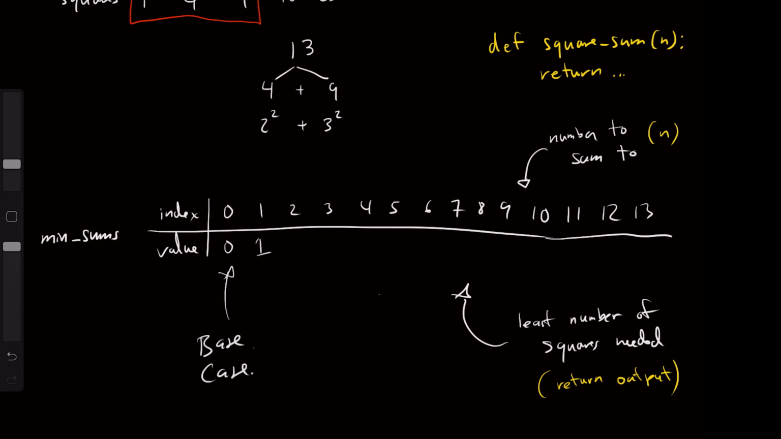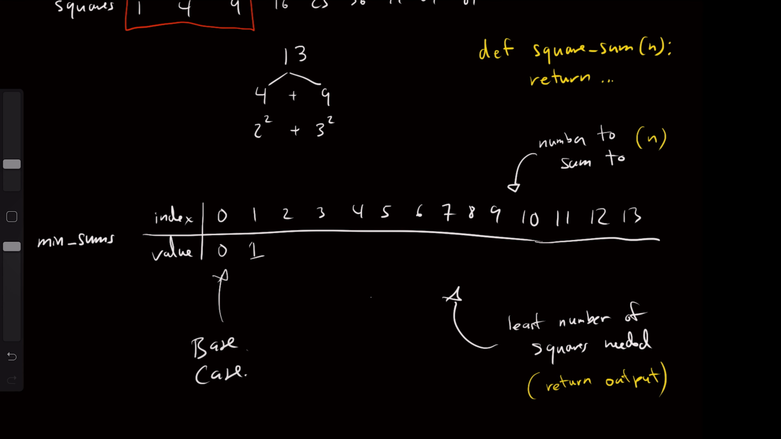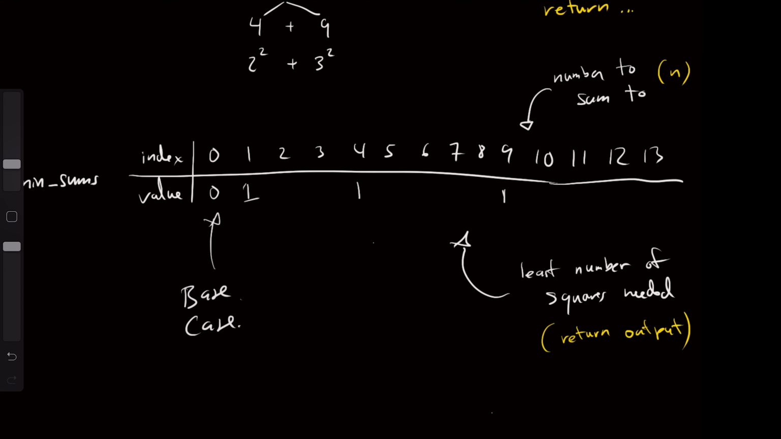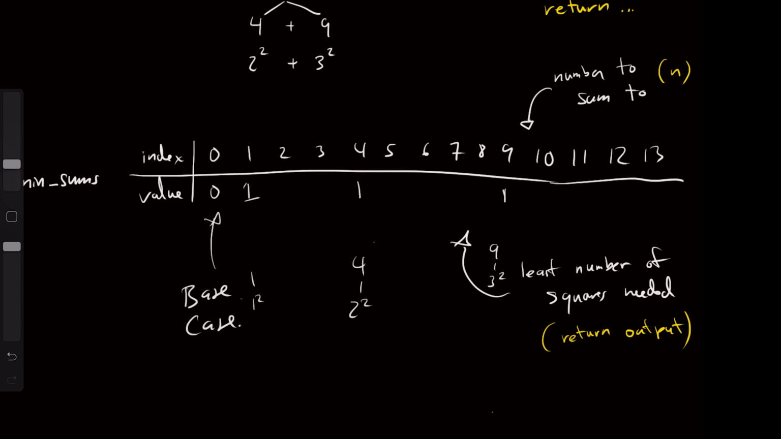And then let's see, we have the number 2 to the 2, which is 4. So 0, our initial base case, plus 4 is number 4. So here, we're just going to add 1, because we only need one number to get to 4. And then also 9, right? Because 3 to the 2 is 9. So essentially 4 is 2 to the 2, 9 is 3 to the 2, and 1 is 1 to the 2.